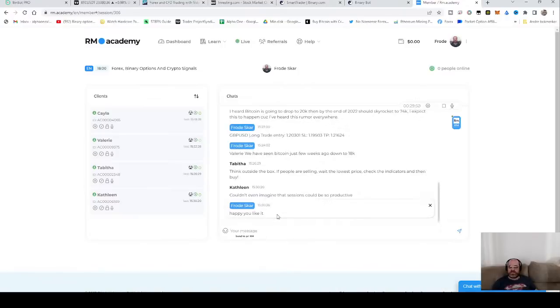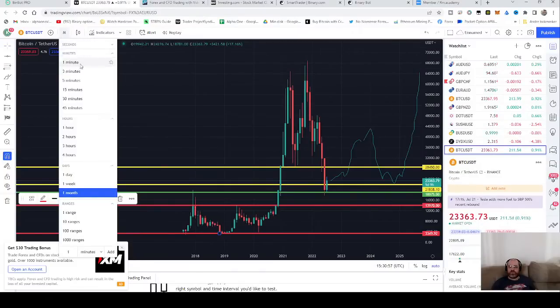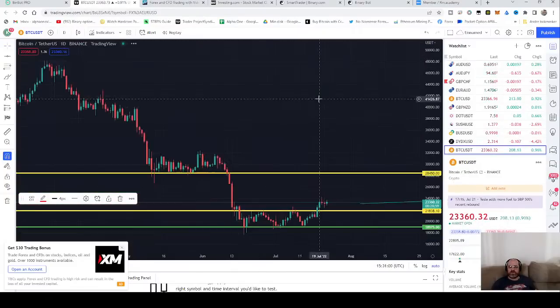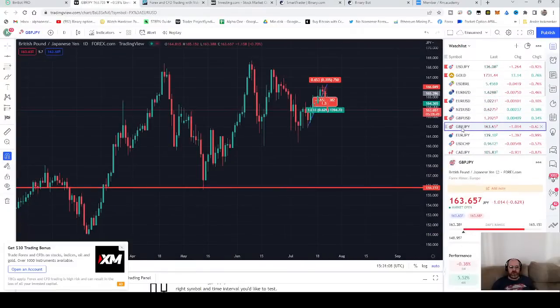So yeah, that's basically very fast how Bitcoin will be moving going forward. Okay, so let's go back to Forex. Let's go down to 1 day first. Let's open GBP/JPY.